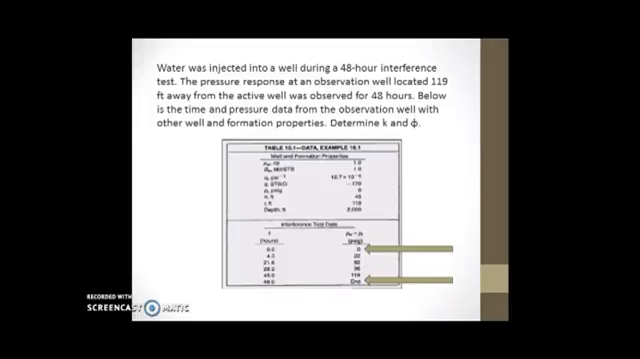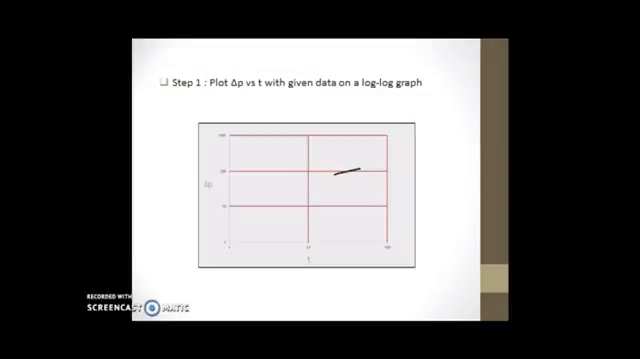Okay, now let's solve the example step by step. For step 1, plotting the graph on log-log graph. This is the plotted graph you obtain from the data. For step 2, matching the plot with the master curve. As I have said earlier, we need to adjust the plot with the master curve. Here is the adjusted plot.